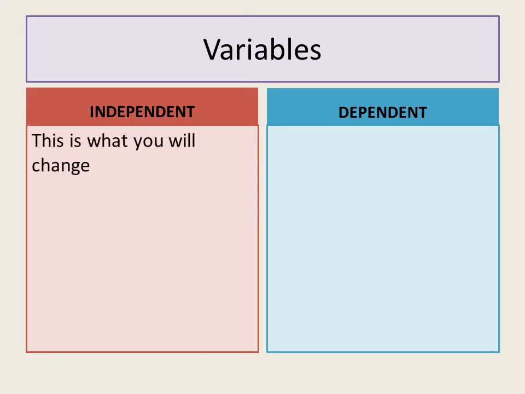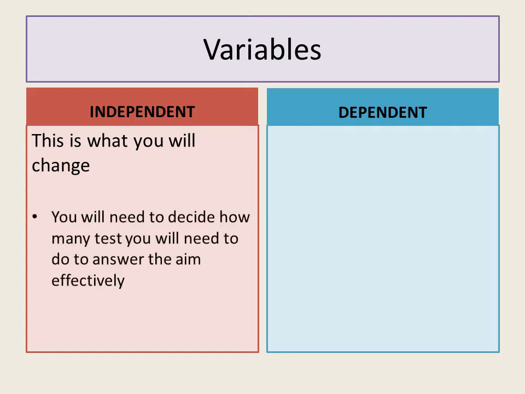Starting with our independent variable, this is what you're going to change. You're going to need to decide how many tests you're going to do and answer the aim effectively. So with our independent variable, we're going to decide how many different temperatures we're going to investigate for our sunflowers. We should also state any repeats that we're going to do here.